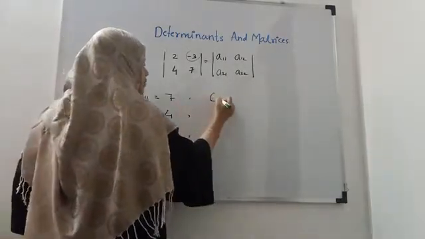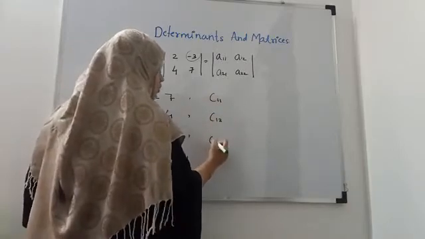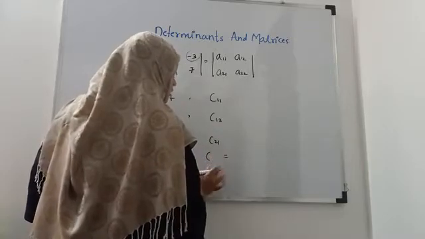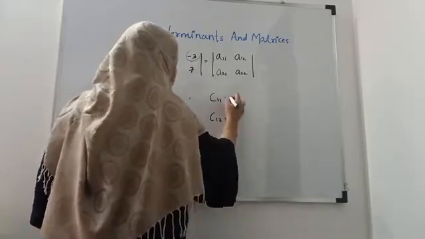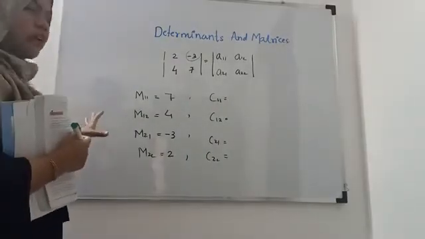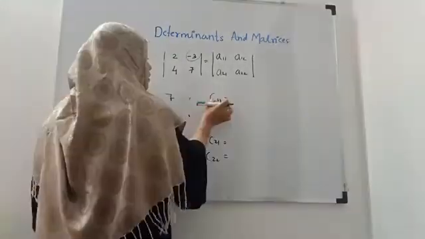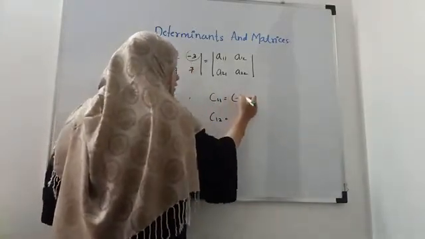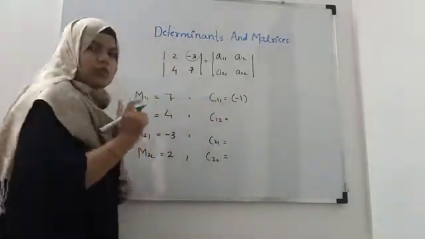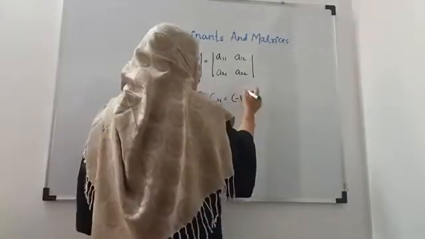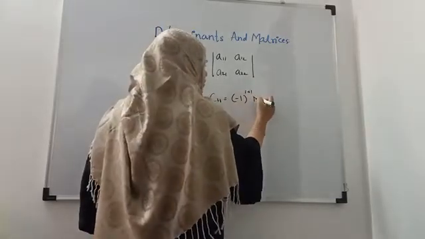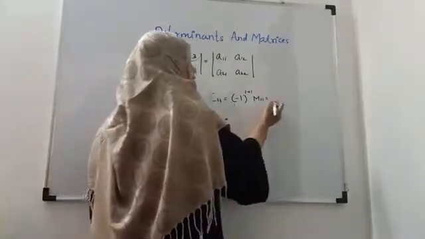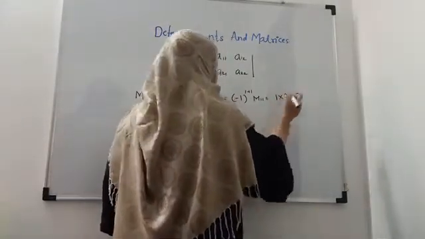The cofactor is denoted by C11, C12, C21 and C22. You have to just concentrate on the notations. C11 means cofactor of the first entry, that is 2. So answer is minus 1 raised to 1 plus 1, whatever your suffixes are, you have to just add them, 1 plus 1, into M11. So minus 1 squared will be plus 1, right? And M11 is 7. So 1 into 7, which is 7.